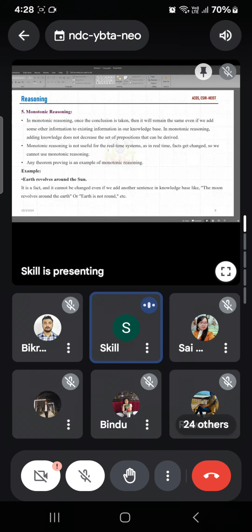It's a kind of theorem which is already proven, like Earth revolves around the sun. We all know that it revolves around the sun. So if we add another piece of information to it, suppose the moon revolves around the Earth or Earth is not round, etc., the fact will not change even if we add these three sentences together. So this is monotonic reasoning.